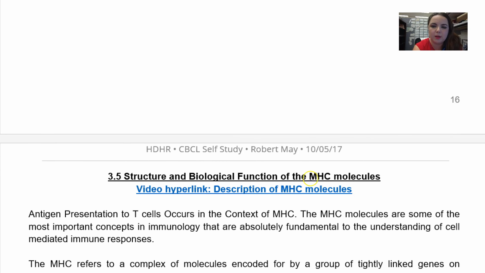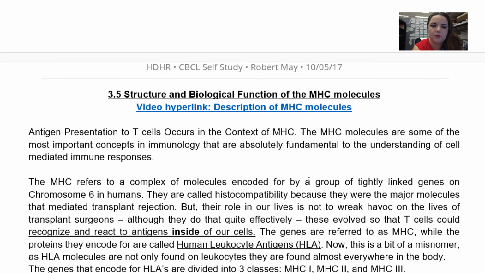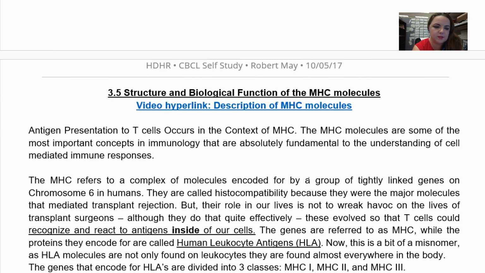Okay, now we have to talk about something really important. We need to talk about MHC molecules, major histocompatibility molecules. These things kind of run the immune world, and they also wreak havoc for transplant surgeons. They were found because when we tried to transplant patients, they would get rejected. And one of the main reasons was these MHC molecules. If you don't match these up, then you don't have a successful transplantation.